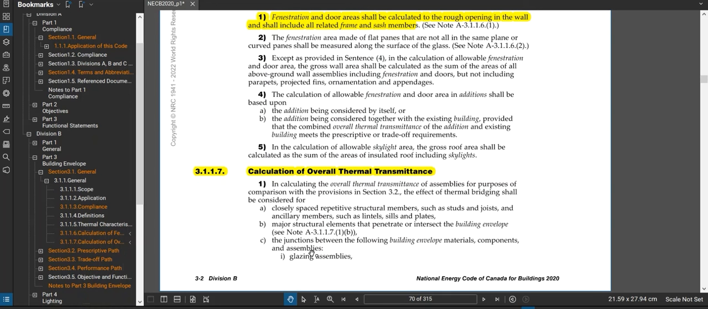And it's really when the code started to add all this stuff having to be calculated, it really created a new consultant out there. So energy code consultants basically created a whole new bunch of people doing a lot of calculations, basically. Another consultant, basically, is what it ended up happening.